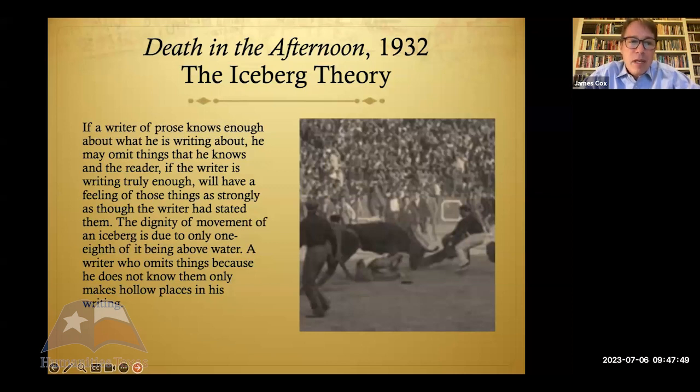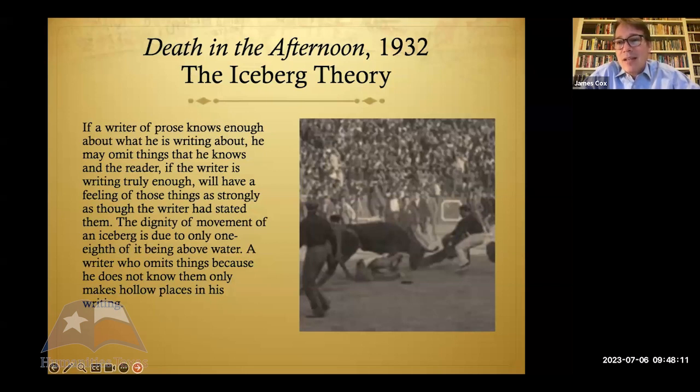The dignity of movement of an iceberg is due to only 1/8 of it being above water. A writer who omits things because he does not know them only makes hollow places in his writing. So this is a passage I'll share with my students. I don't make them read all of Death in the Afternoon, but I'll share this with them.